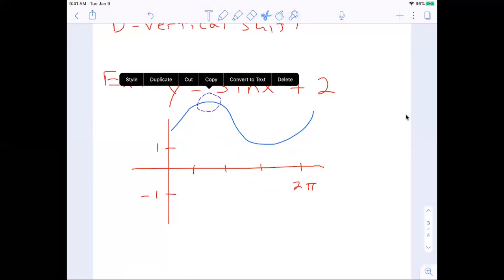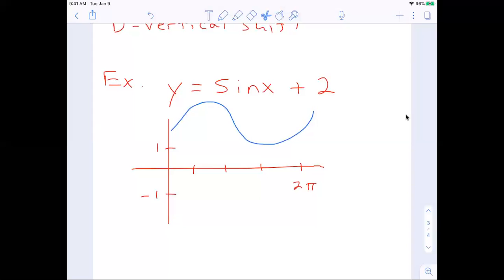Wait, Mr. O'Connor. Yes. So everything that we change about the graph, you're always going to start with either the sine of x graph or the cos of x graph, and then that's when you make the changes, right? Correct. Yes. We will do other ones, but for right now, we're just going to focus on sine and cosine. Yes. Well put. Good question.